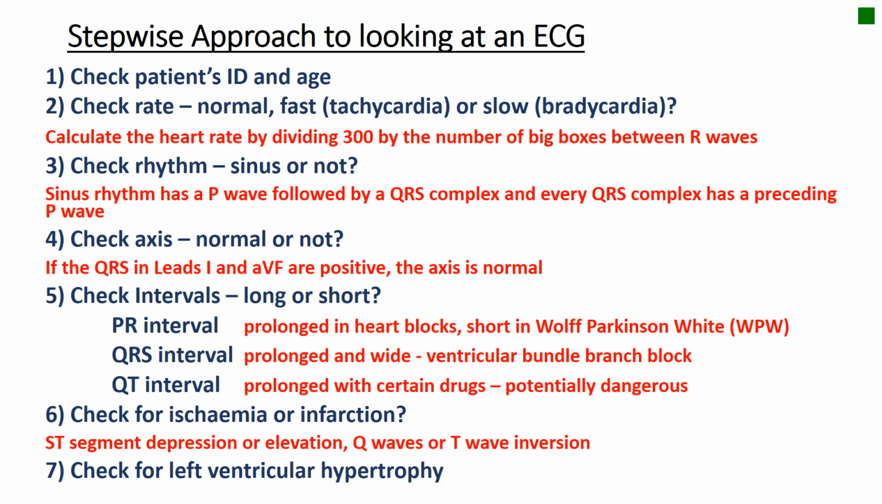Six, check for ischemia or infarction. Again, you can look at the ST segment of the ECG for depression or elevation. Also, you can marry this up with whether there are Q waves or T wave inversion. And finally, we're going to look at how to look for left ventricular hypertrophy, which is a more complicated skill.